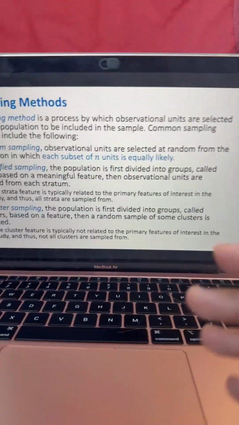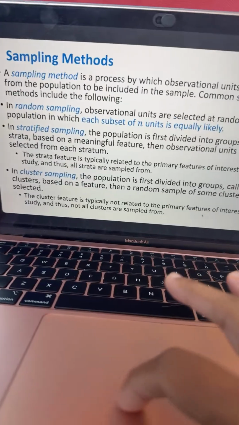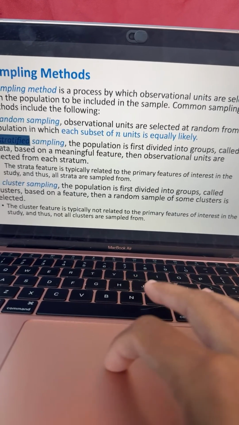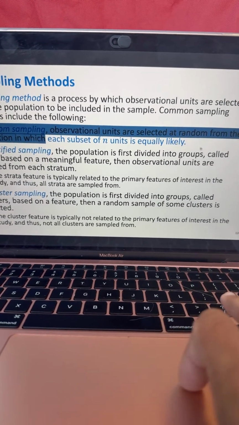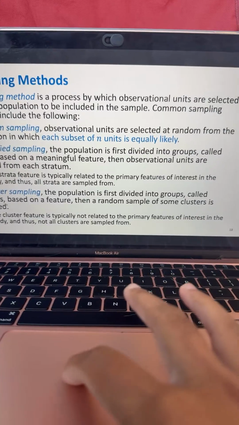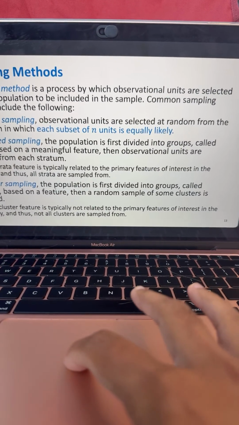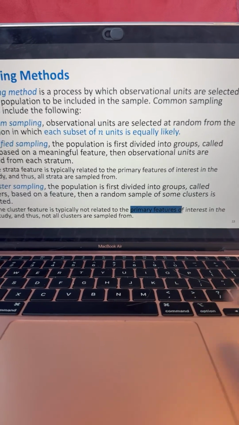Like, you're looking for primary features of interest when it comes to stratified sampling. And then for random sampling, it's just completely random. And then for cluster sampling, you first divide them into groups based on a feature, but not the primary feature. It's not related to that.